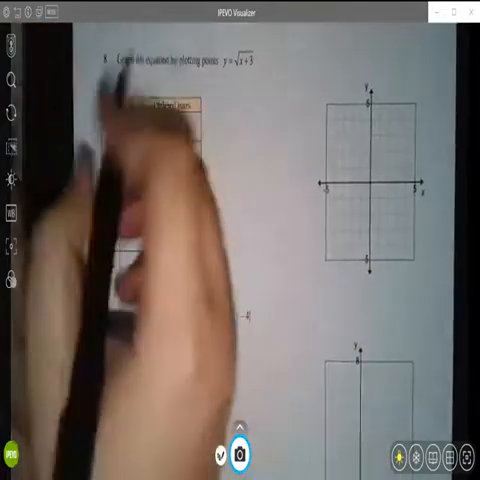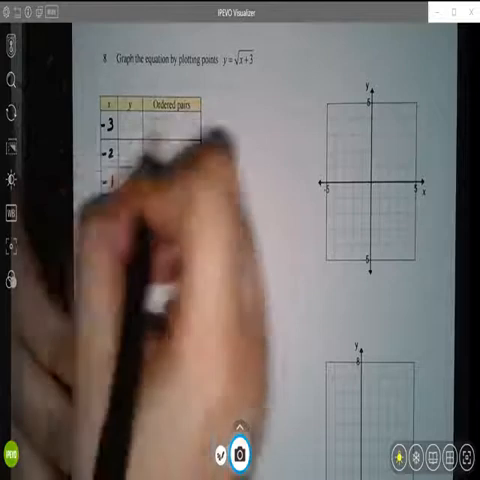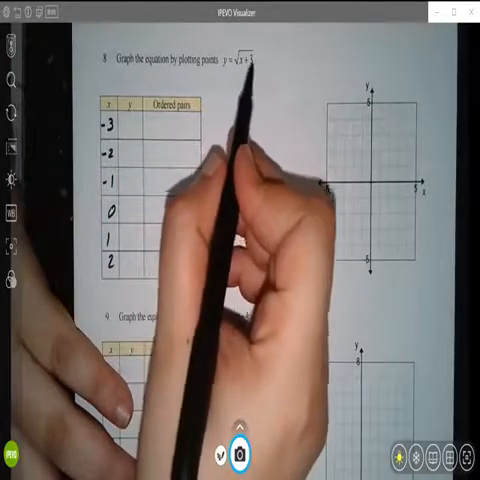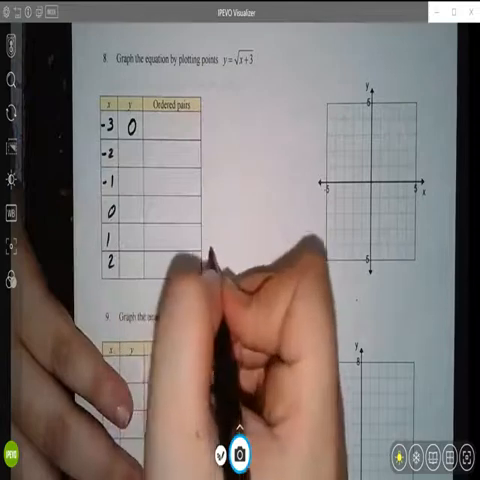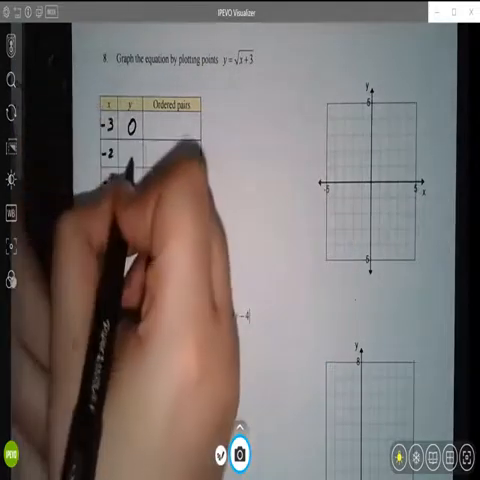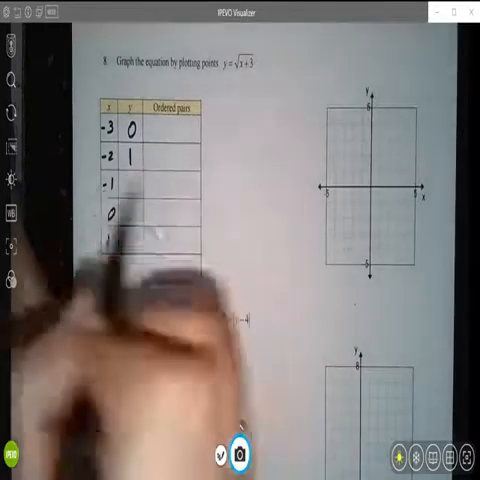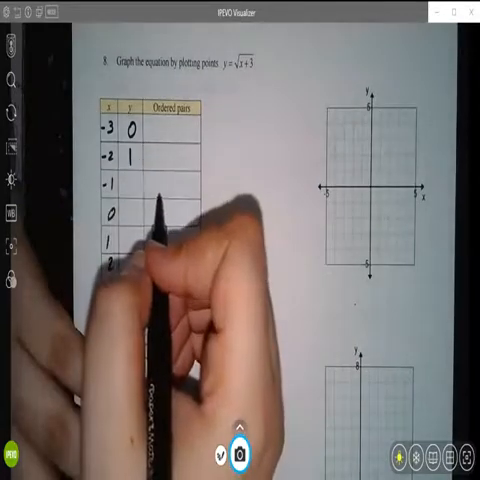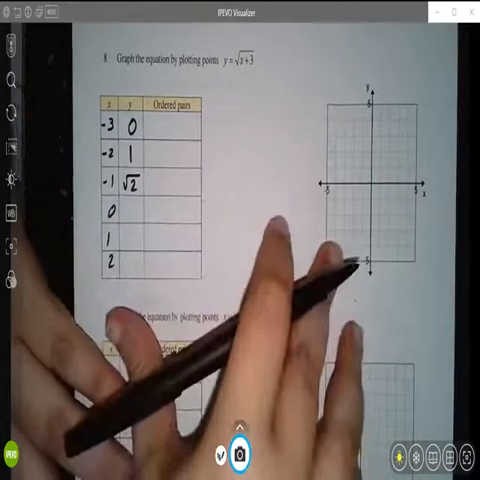So now let's plug those in here and see what happens. -3 plus 3 gives you 0. Root of 0 is 0. -2 plus 3 gives you +1, and square root of 1 is 1. -1 plus 3 gives you 2, so it's the root of 2.